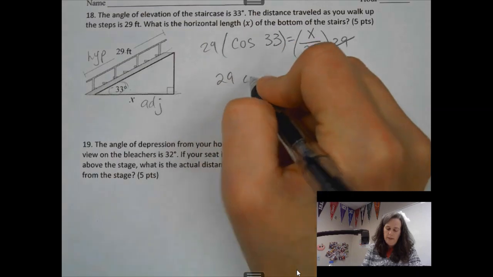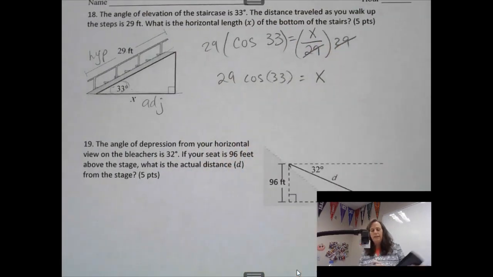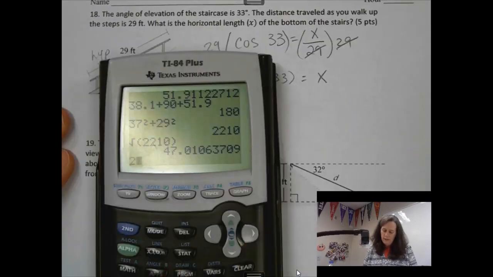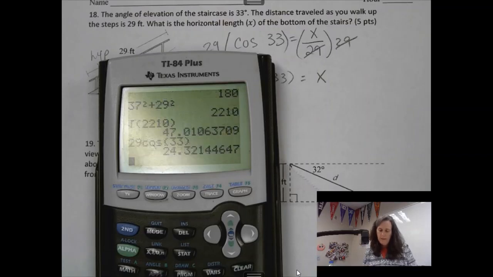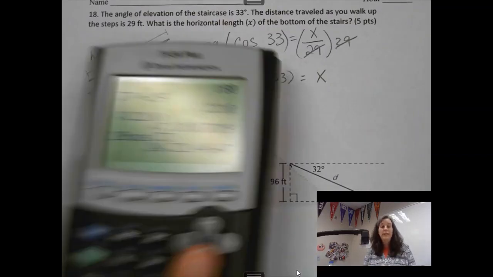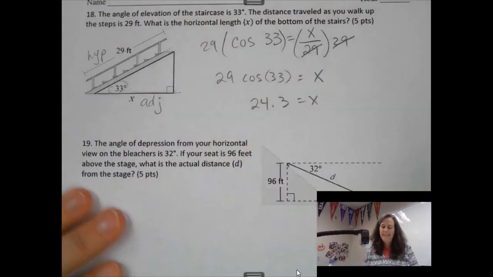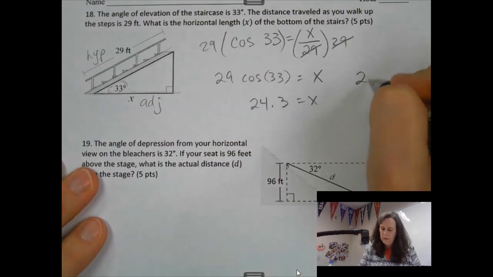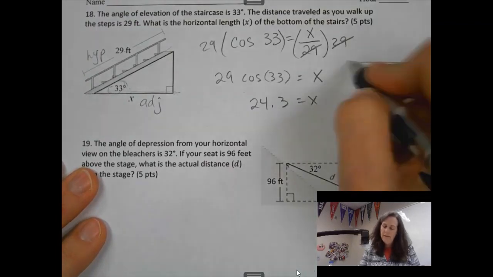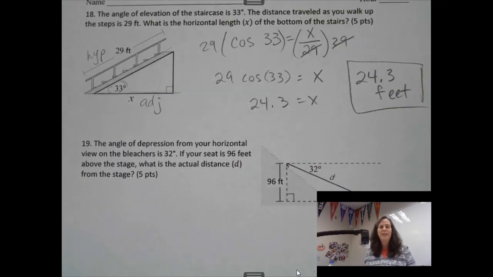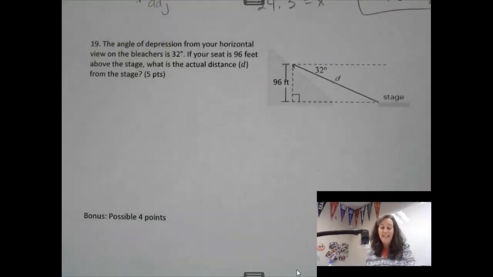So we need to put this in our calculator. 29 times the cosine of 33. All right, did you get 24.3? Good, equals x. And it's a word problem. We'll have to put some words back in there. 24.3 feet for the bottom of that staircase. Awesome. One more, it's depression, the angle of depression.